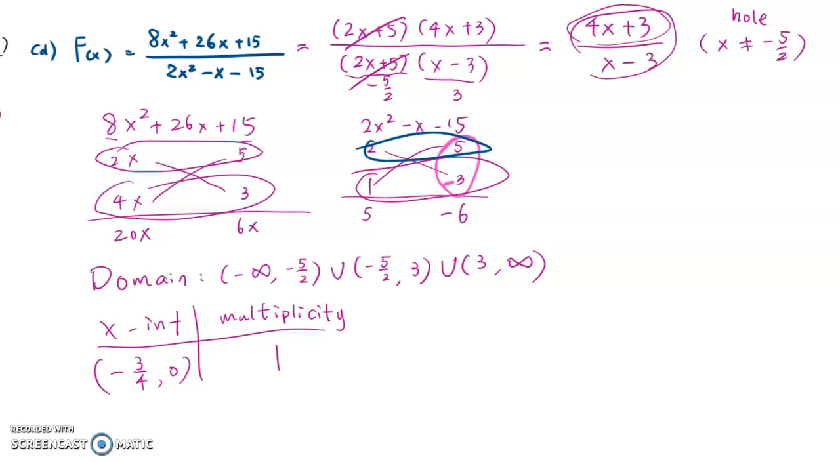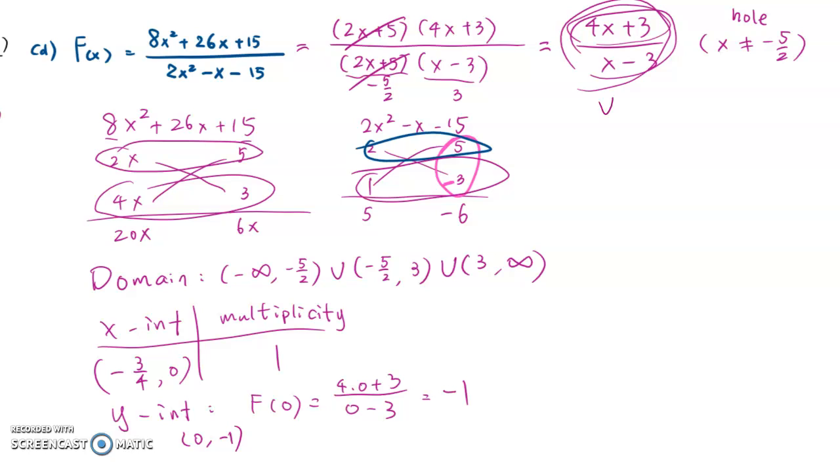The y-intercept is you have to make x equal to 0. That means you have to find what is f of 0. I'll just plug it into the reduced version. So 4 times 0 plus 3 over 0 minus 3. That's 3 divided by negative 3. That's negative 1. So (0, negative 1) is my y-intercept.